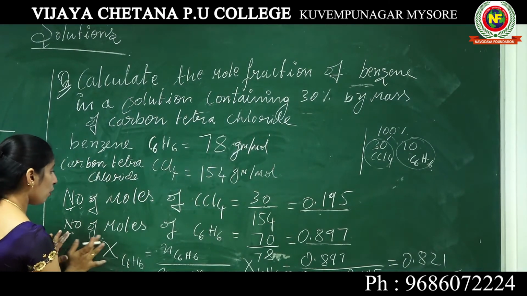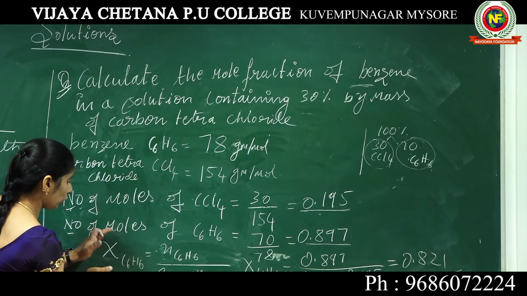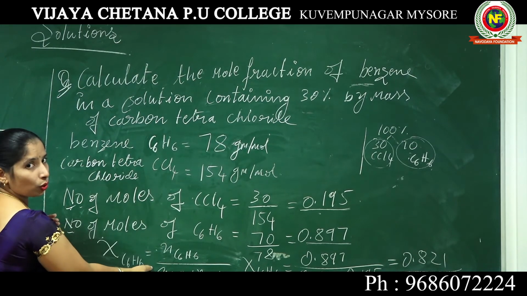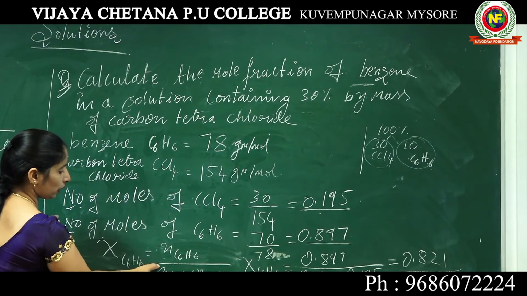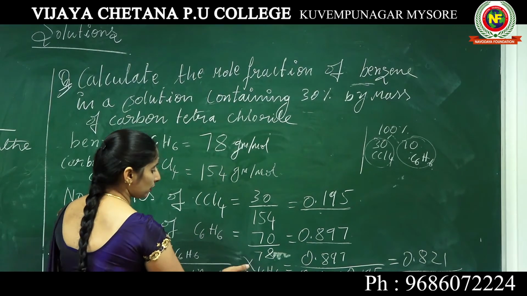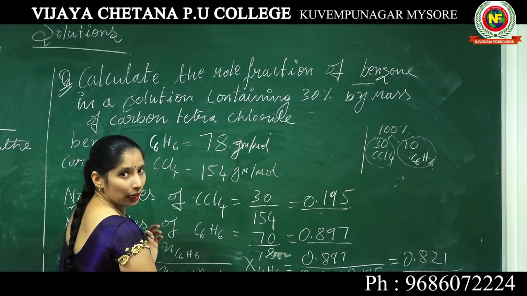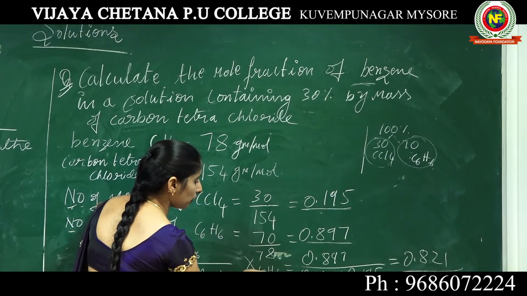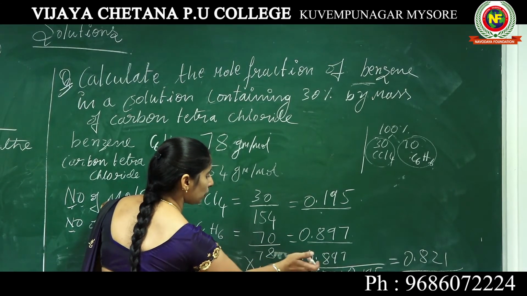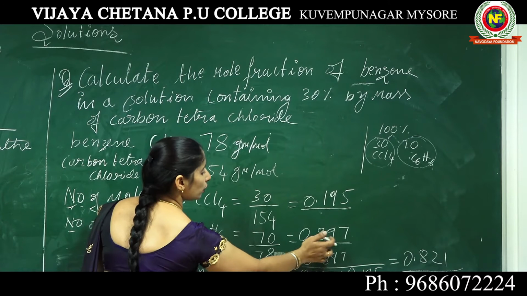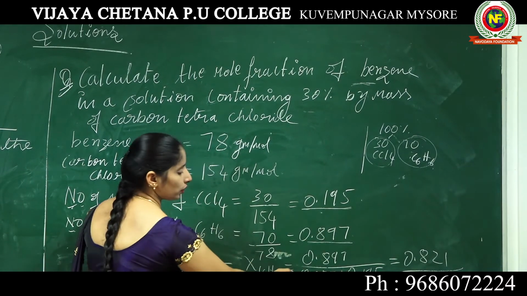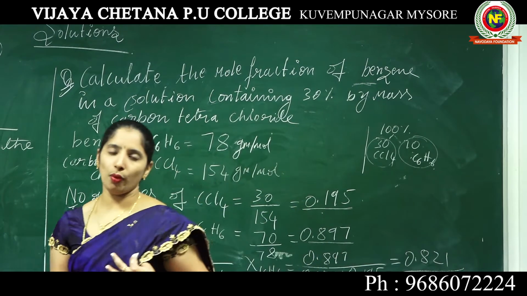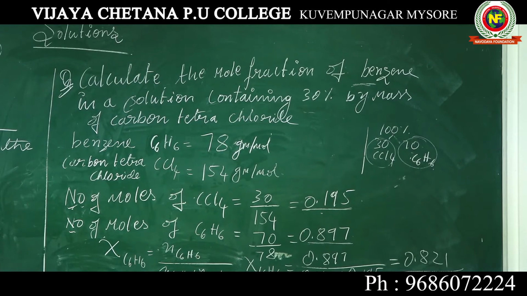So now the mole fraction of benzene is equal to the number of moles of benzene over the total number of moles of the components. Substitute the values into this equation. We have already found 0.897, divided by the total of both components, CCl4 and C6H6. So in total we get 0.821.